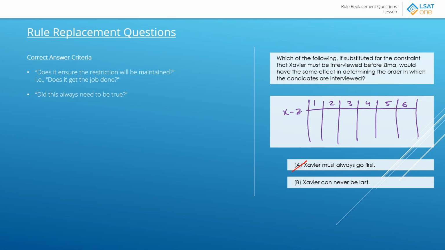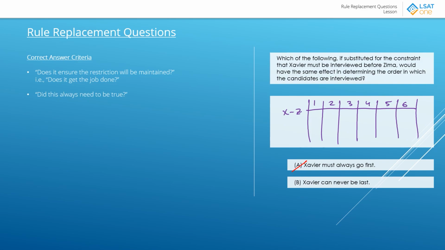On the other hand, say an answer choice said something like, "X can never be last." You'll notice that this answer choice would meet the second criterion, but it would fail the first one. This is an answer choice that always had to be true.